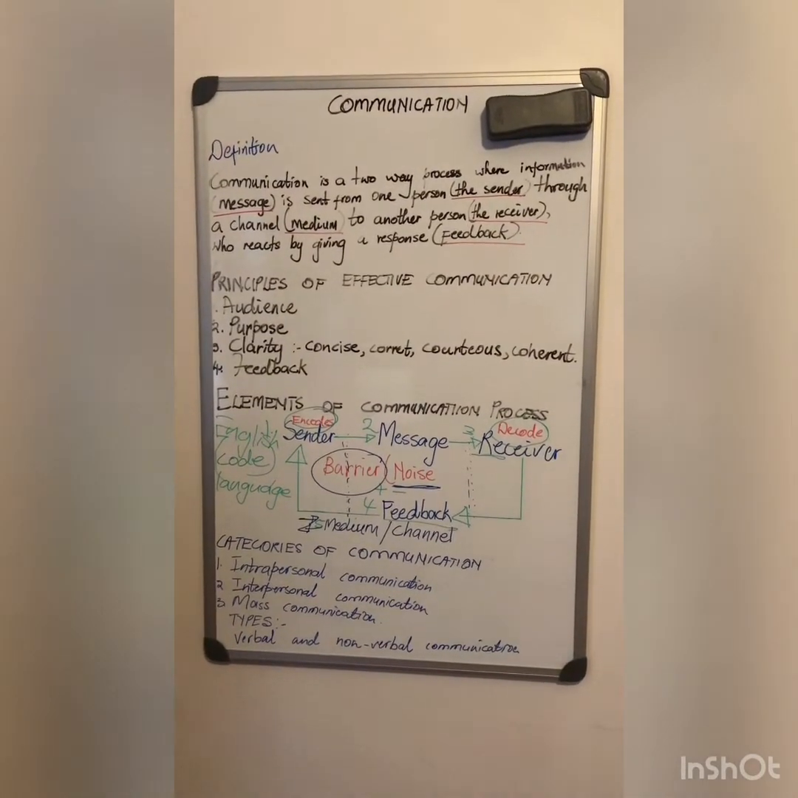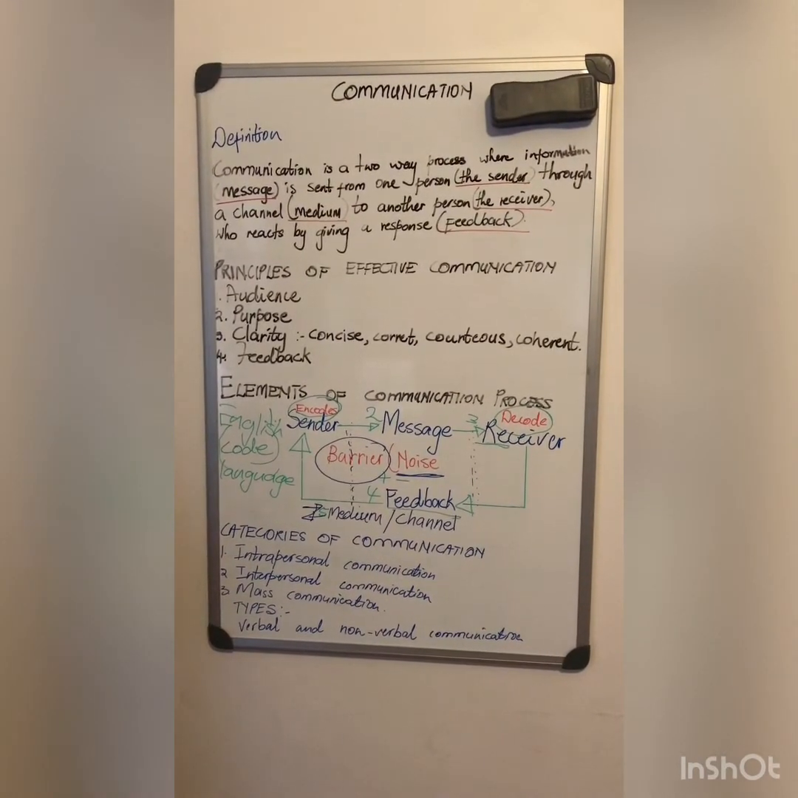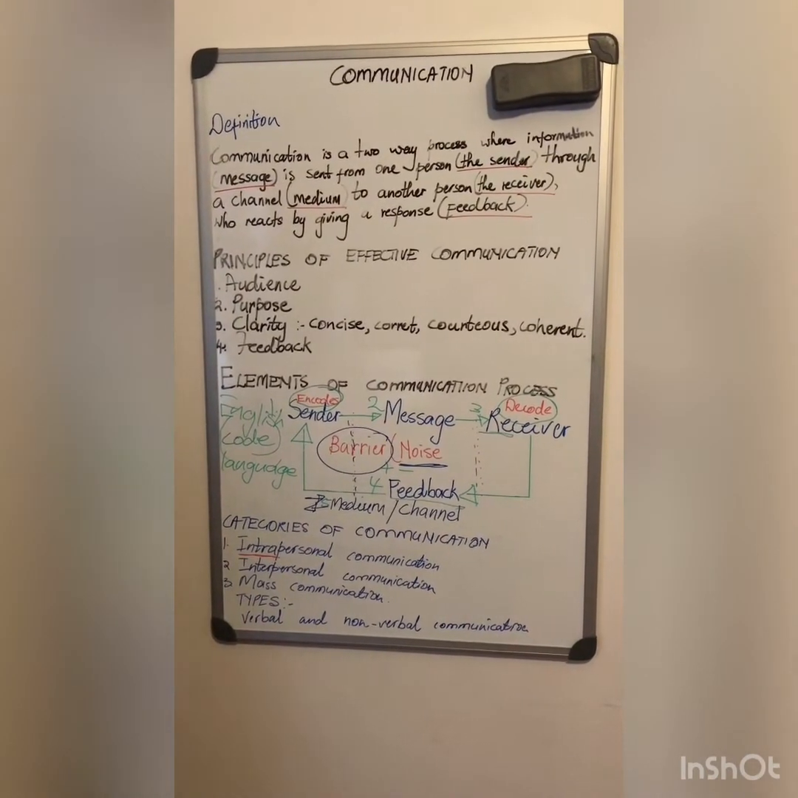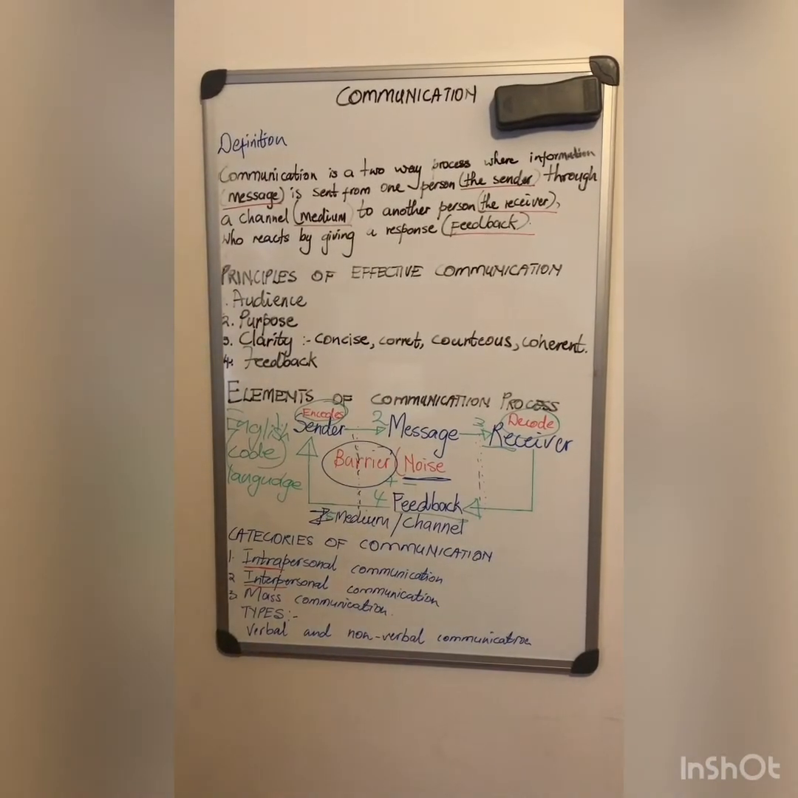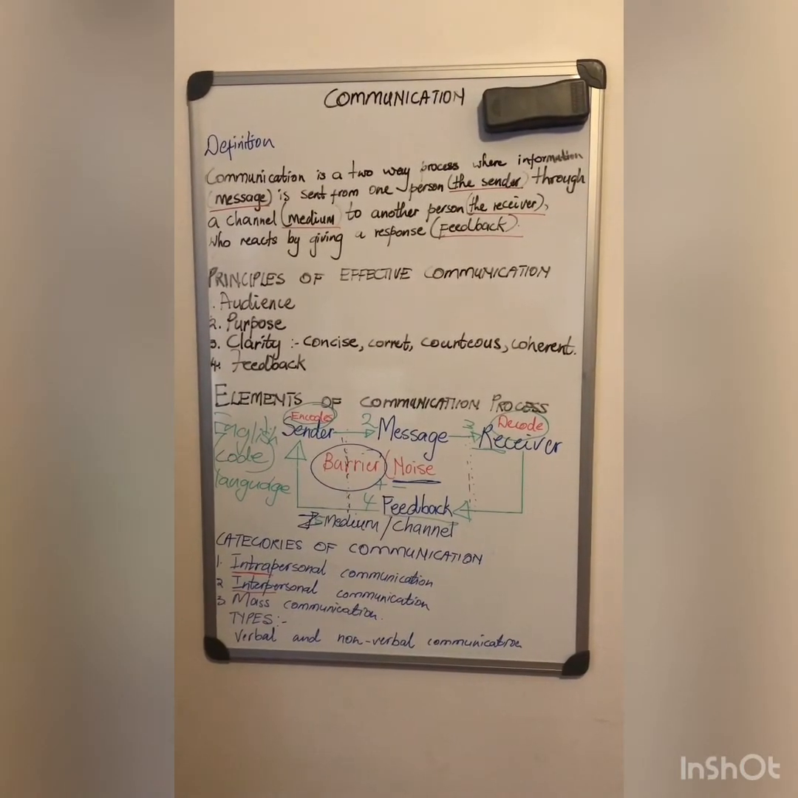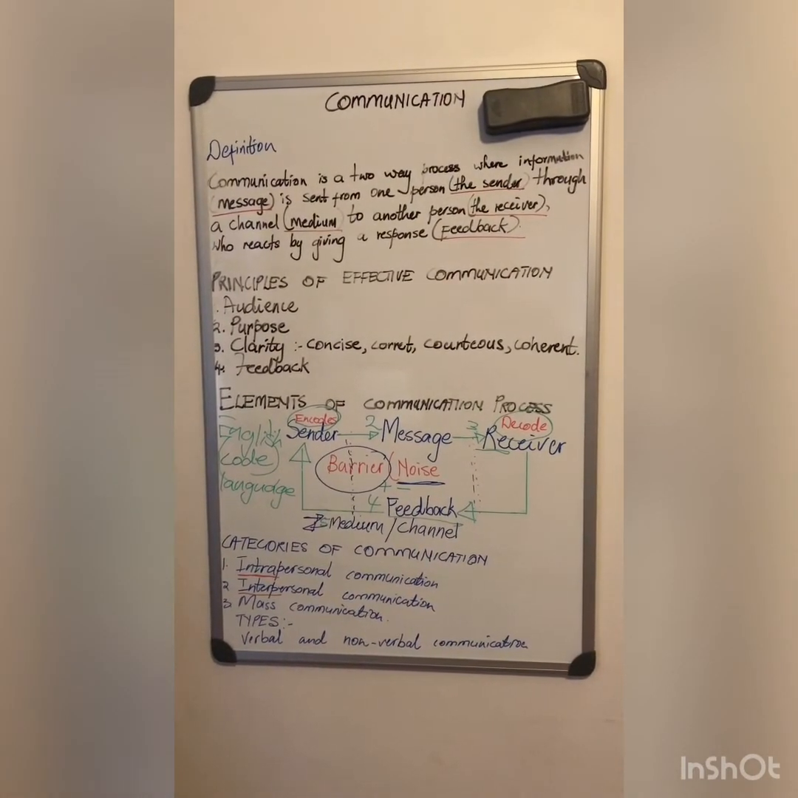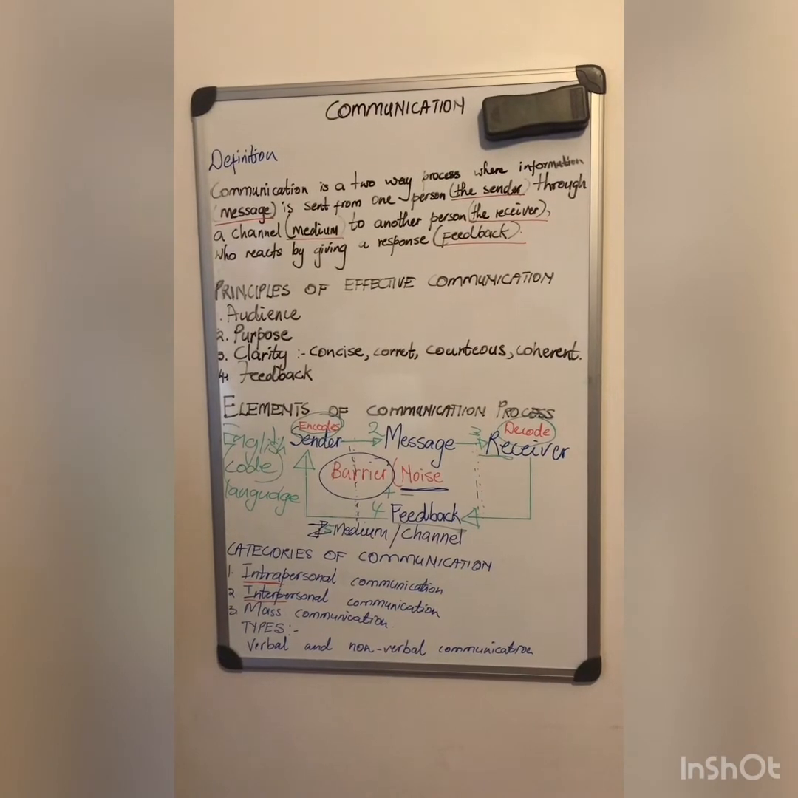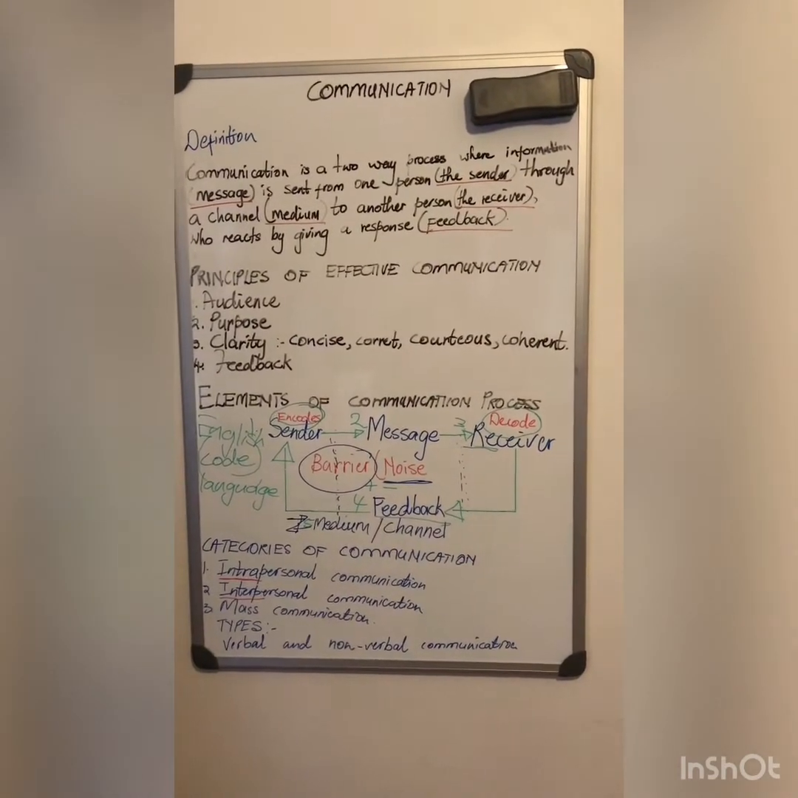Under categories of communication, we have number 1, intrapersonal communication. Please note the spelling of intrapersonal communication, as it is most of the time confused with interpersonal. It's intrapersonal. Intrapersonal communication is communication within oneself. When you are thinking, when you are communicating with your own self, communication inside of you is called intrapersonal communication. It is when you're talking to yourself, when we think. Another example is when we dream.